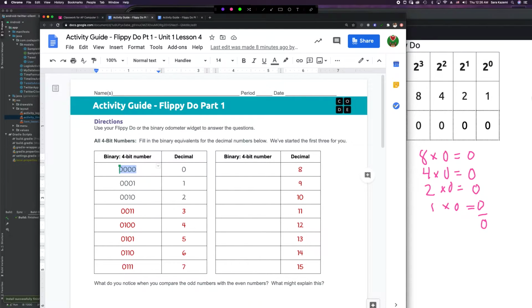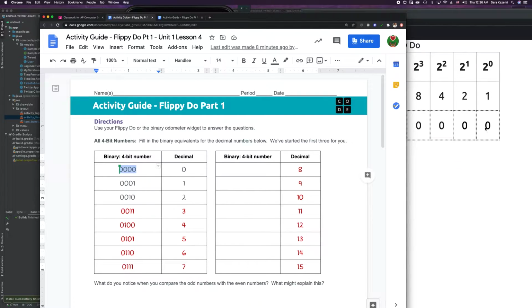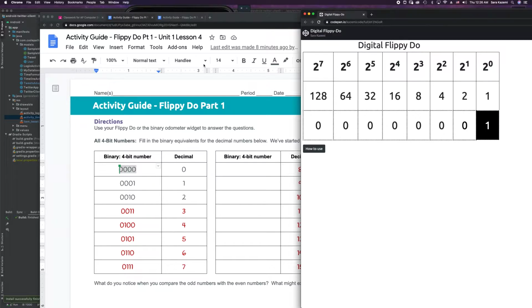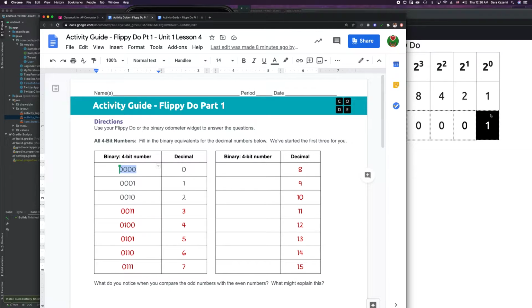All right, so to count up, what I want to do is I want to flip this bit to 1. Okay, so as soon as I do that, I now see that, well, all of these are still 0. I'm not going to bother even putting those down. But now what's different is that I have 1 times 1.